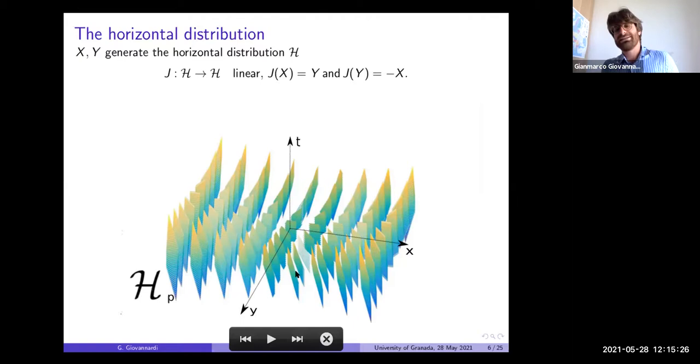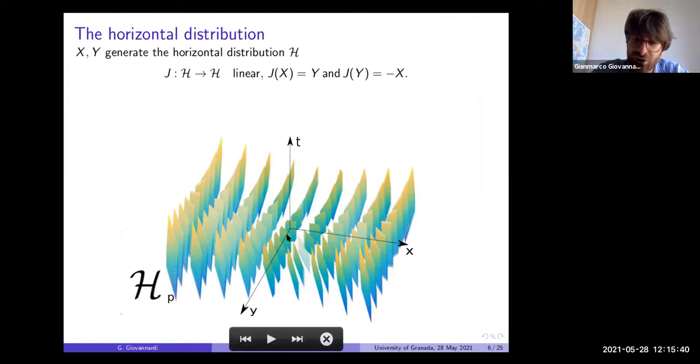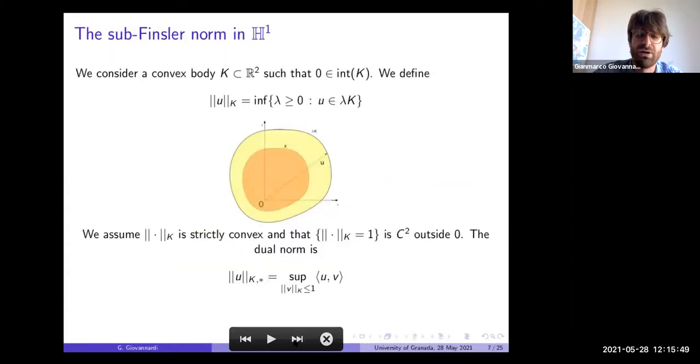You see, when you talk about sub-Riemannian geometry, you mean that you can see only a vector field that belongs to the distribution. So you cannot go in the t direction. You have to look only at vector fields that belong to the distribution. So we have the distribution, and we want to define a sub-Finsler norm. How do we define the sub-Finsler norm?